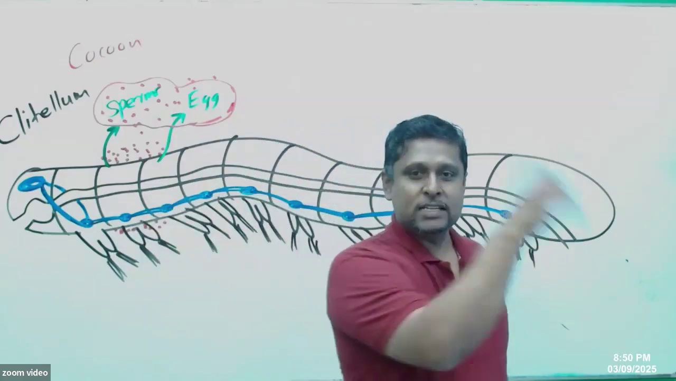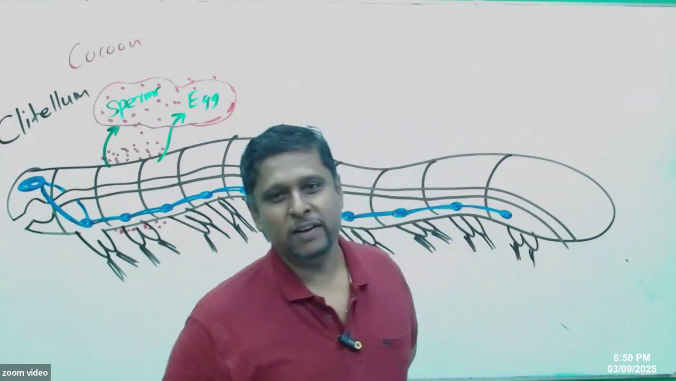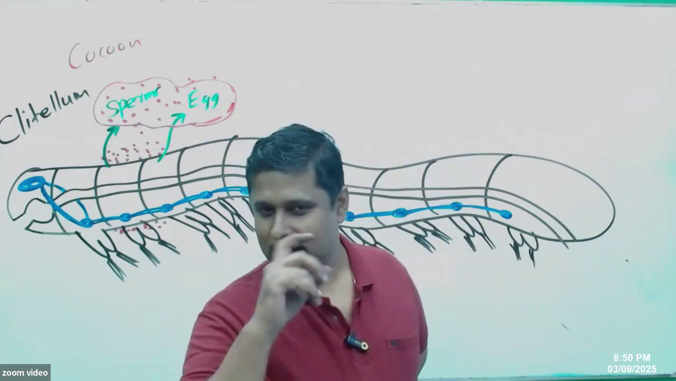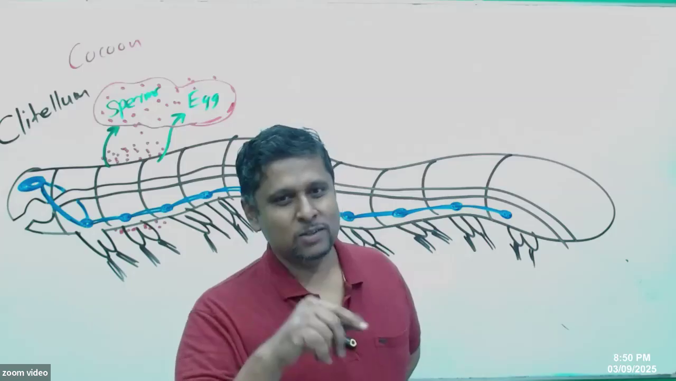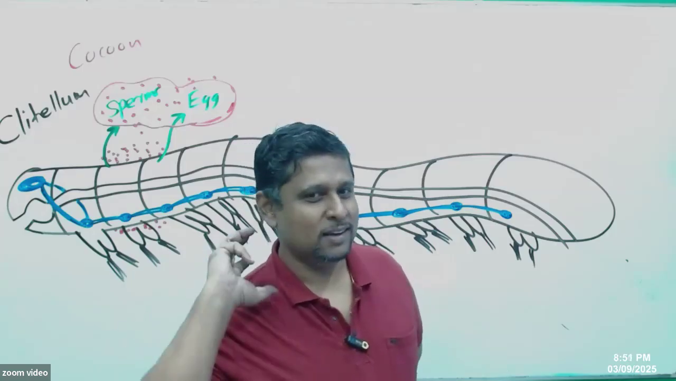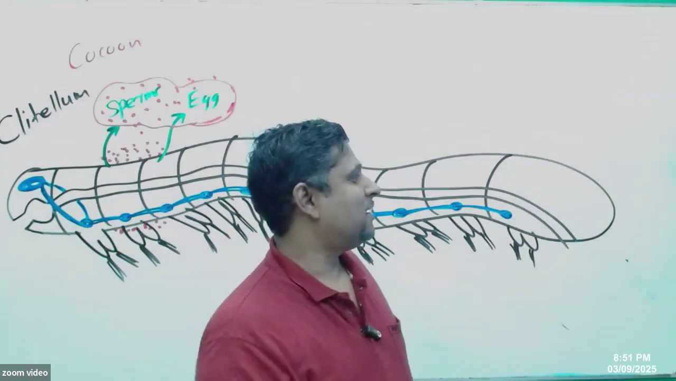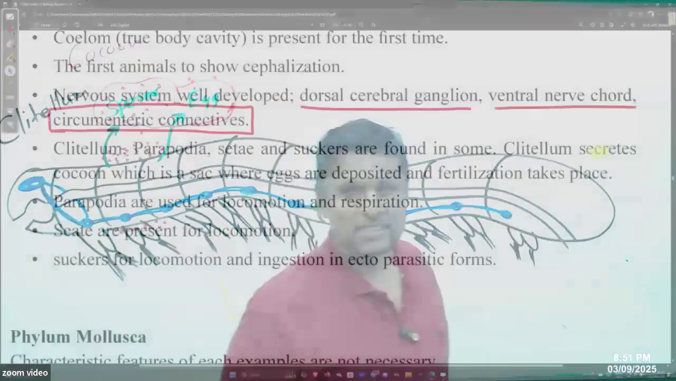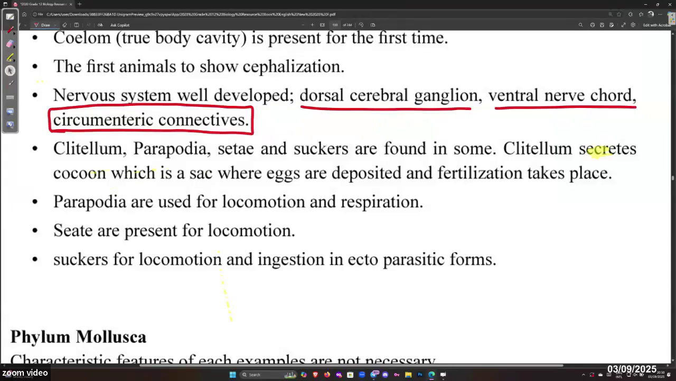So let's go to this part. We have a very short section. You can study the cell structure and function. I have helped you to study the secondary growth part, and this one. So we are in annelids. Check this, people. Clitellum, parapodia, setae, and suckers are found in some members. This is important, people. Clitellum, parapodia present in some.